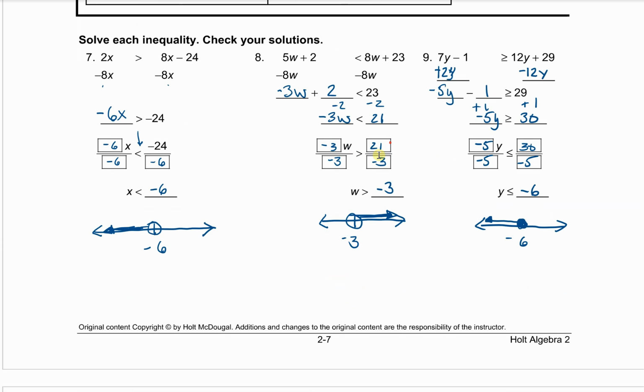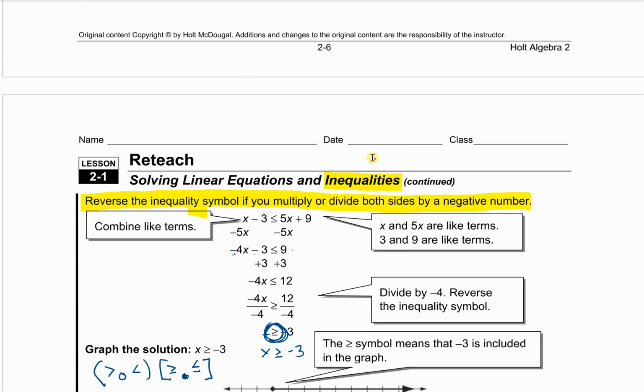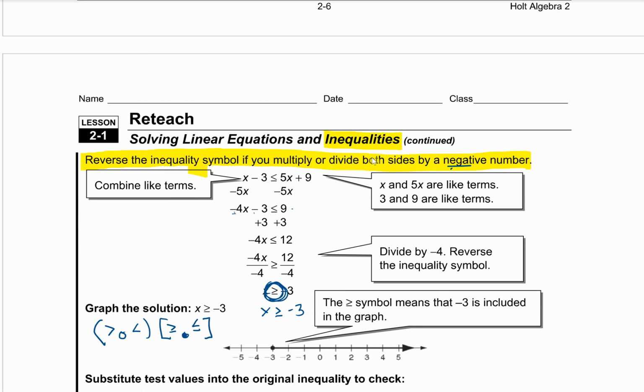So that's it. Just remember, you only do this when you divide by a negative. All right, if I divide by a positive, there's no change. Okay? You only have to worry about changing or reversing the inequality symbol when you divide by a negative. You could also possibly be multiplying by a negative. And that's it. All right, so that's it for lesson 2.1.